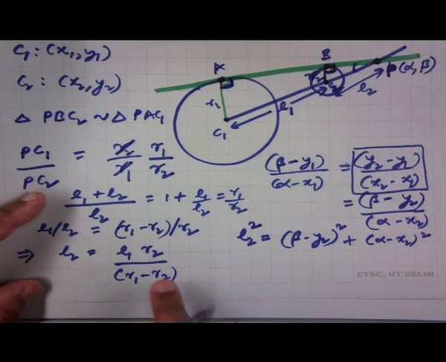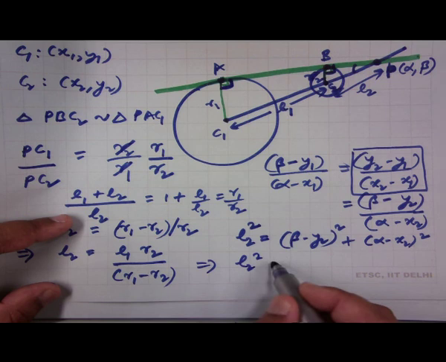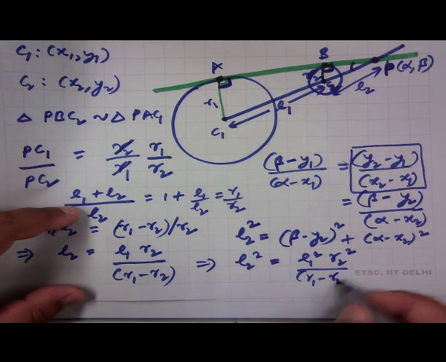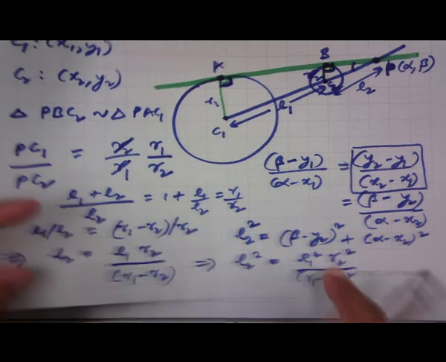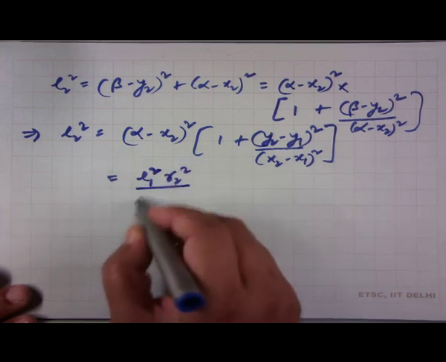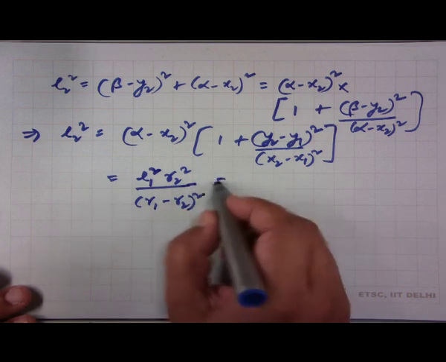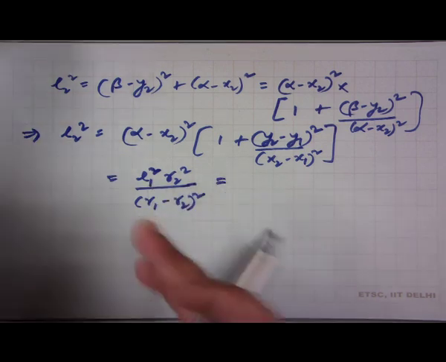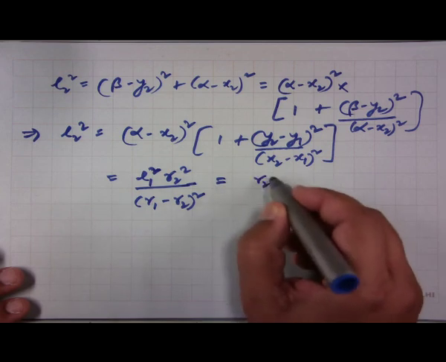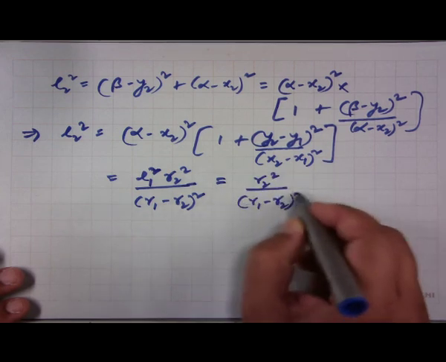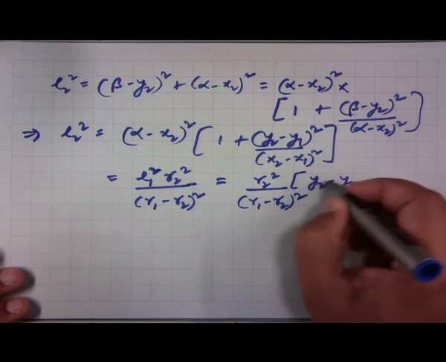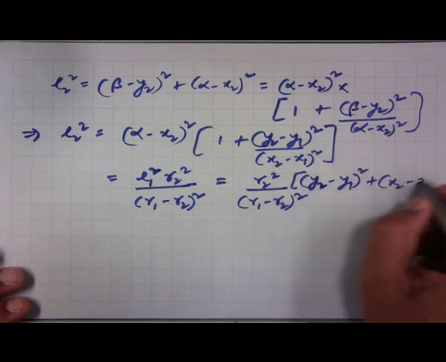But then from this equation here, we already know that L2 square is L1 square R2 square by R1 minus R2 whole square. So, we equate this to L1 square R2 square by R1 minus R2 square. Now L1 is the distance between the centers of the two circles, so L1 square is y2 minus y1 whole square plus x2 minus x1 whole square.